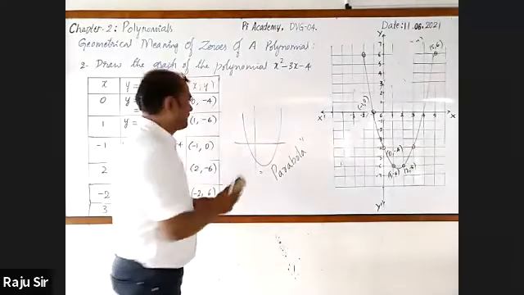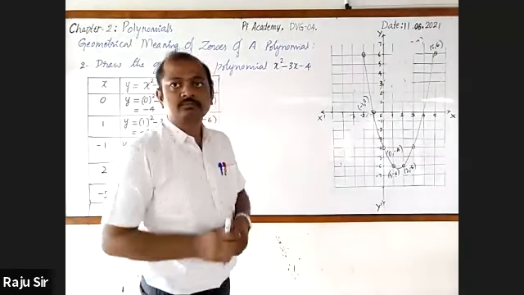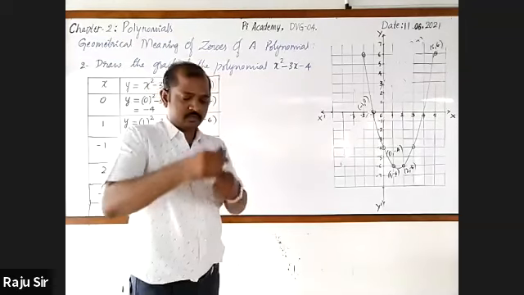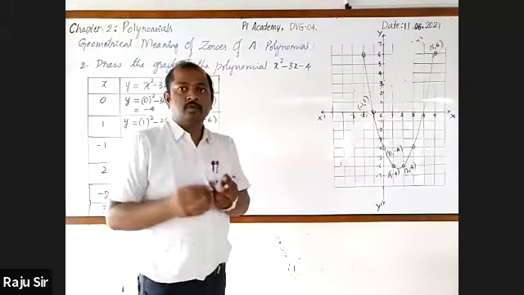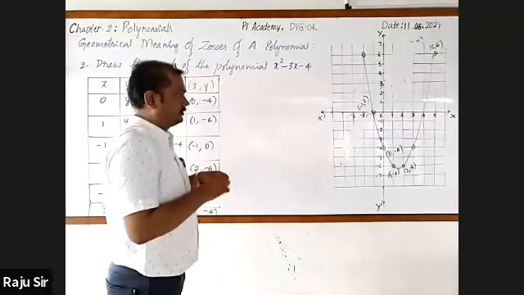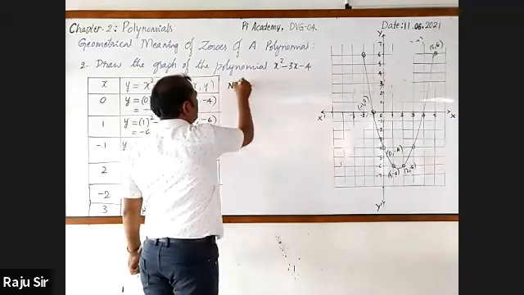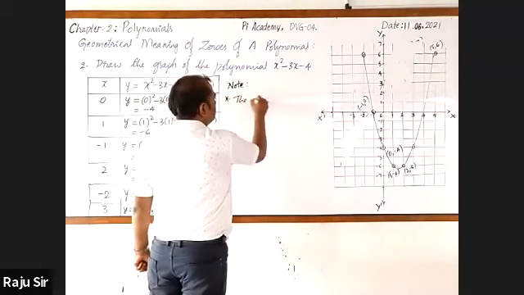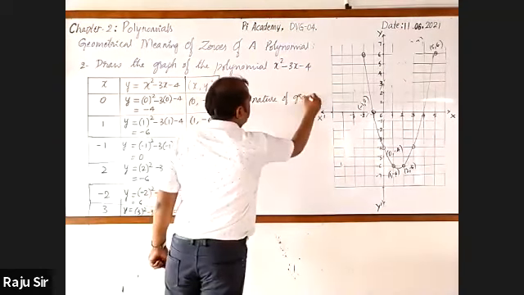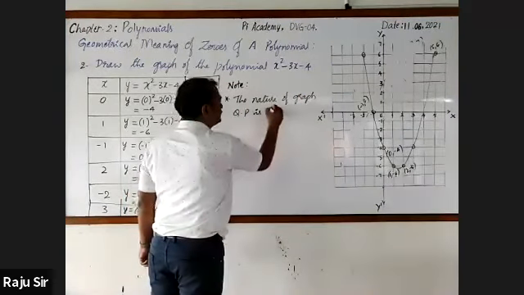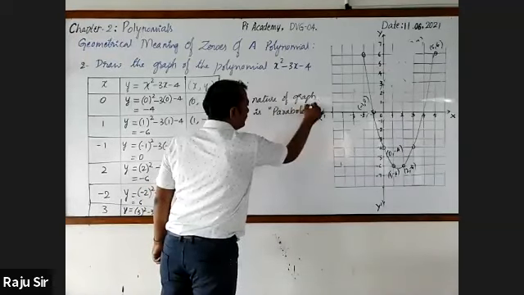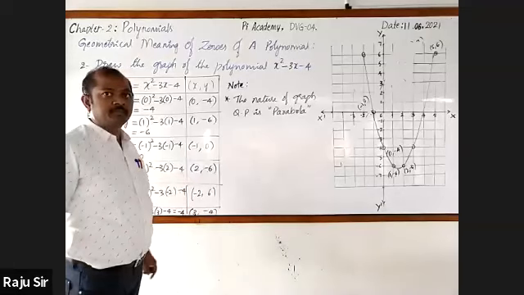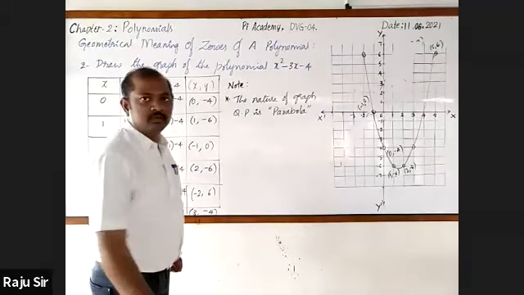Yes, you may join the points. Next you write. Note. First point. The nature of the graph of a quadratic polynomial is parabola. Got it? Next.